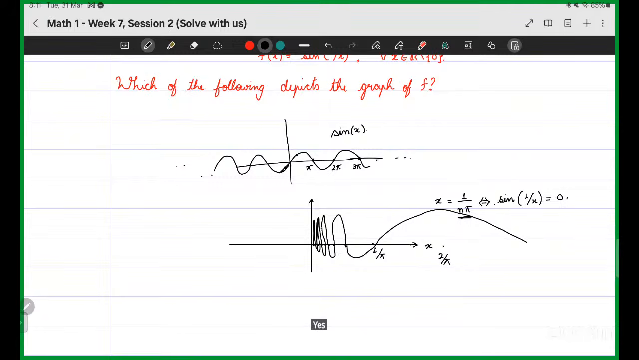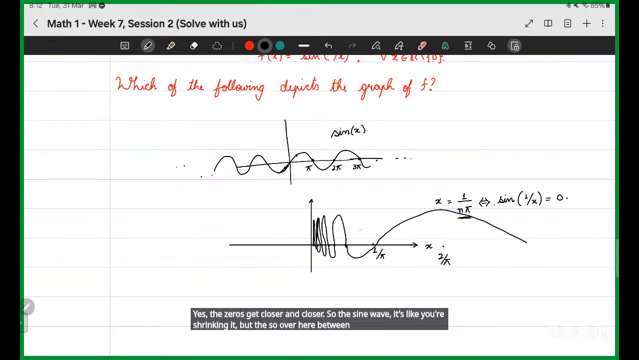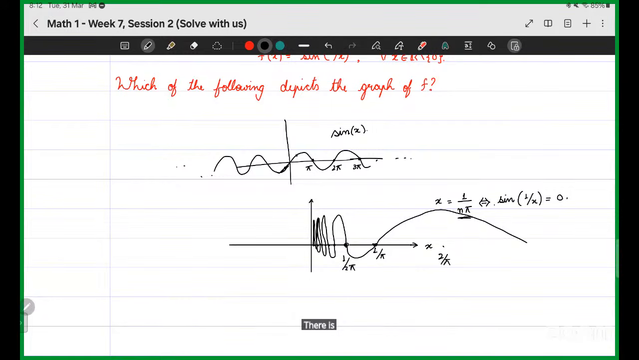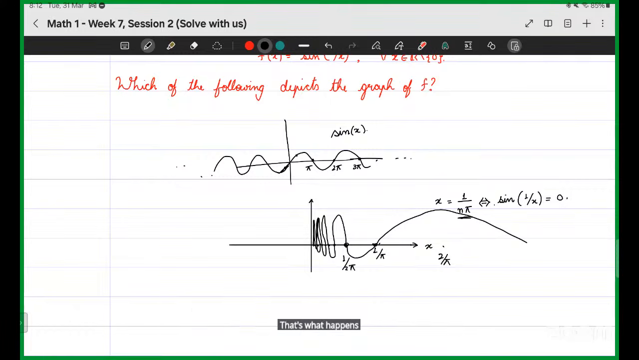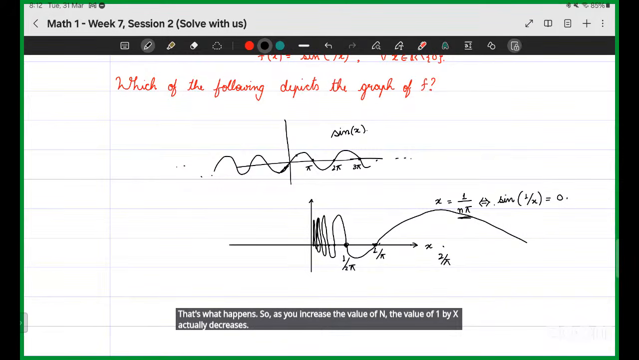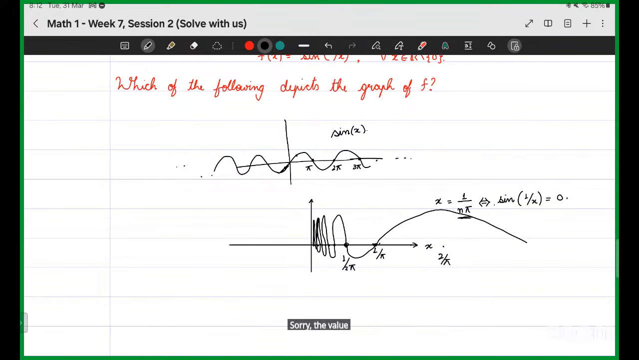Yes, the zeros get closer and closer. So the sine wave, it's like you're shrinking it. Over here, between 1 by pi and 1 by 2 pi, there is a lot of gap, and that gap keeps decreasing. So it's like a sine wave, but it is squished near the origin. That's what happens. As you increase the value of n, the value of 1 by x actually decreases. Sorry, the value of x decreases.